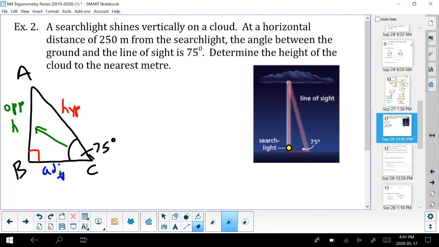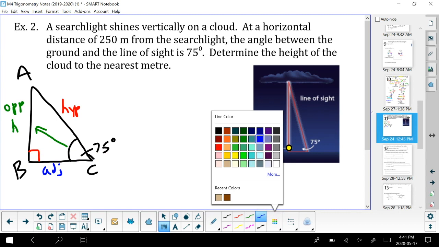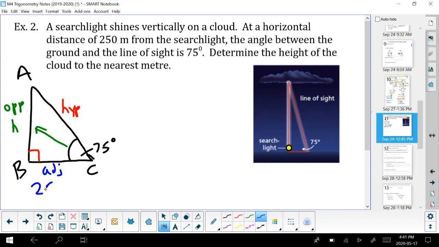Now from the question, it reads, a searchlight shines vertically on a cloud at a horizontal distance of 250 meters from the searchlight. So if the searchlight is here and the horizontal distance of 250 meters is going to represent the bottom here, then we can write that our adjacent side is equal to 250 meters.